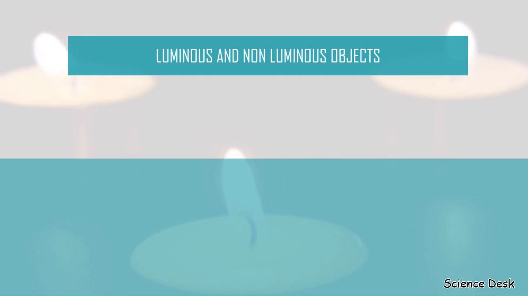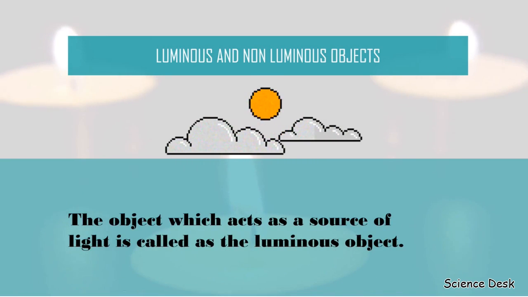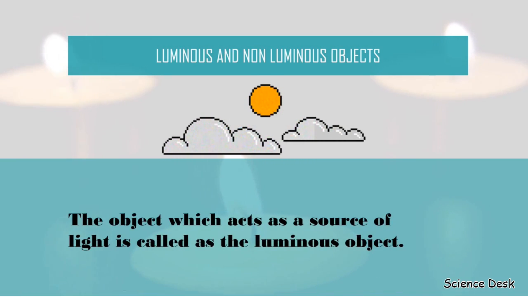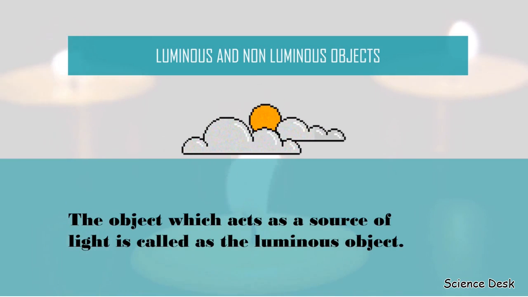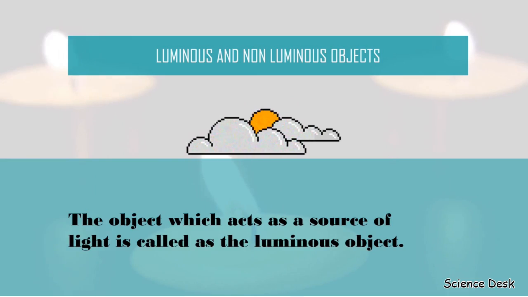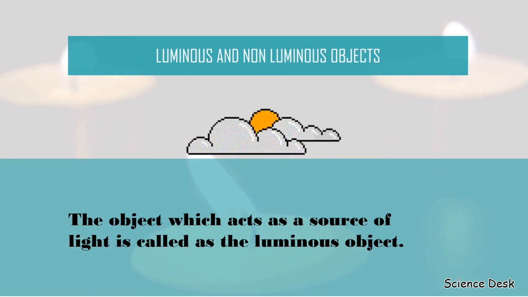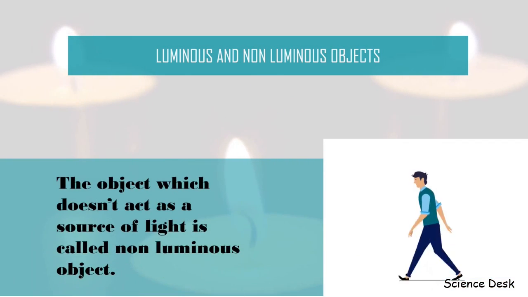Luminous and non-luminous objects. As the term says, the objects that act as a source of light are called luminous objects. As discussed before, sun and stars come under luminous objects. They don't depend on other sources of light because they emit on their own.